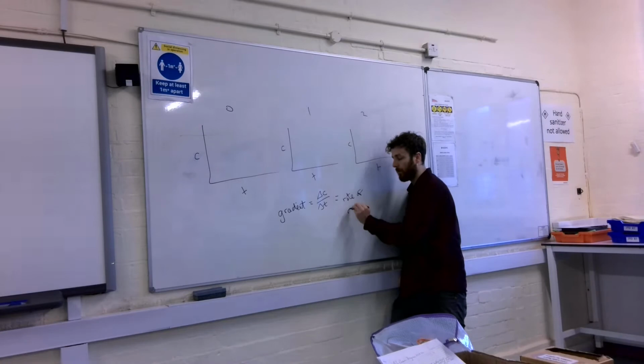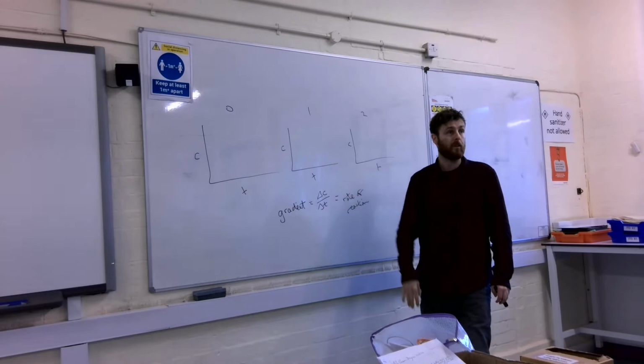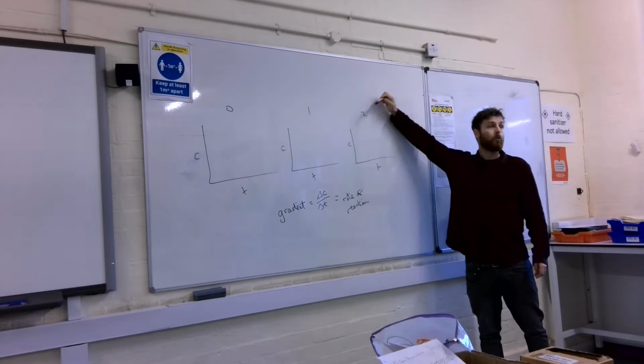So the gradient is your rate of reaction. If you've got a really steep gradient, that means you've got a fast rate of reaction. A really shallow gradient would mean a really slow rate of reaction. So bear that in mind when you're thinking about this, and remember those rules from earlier about the relationship between concentration and rate for these orders.